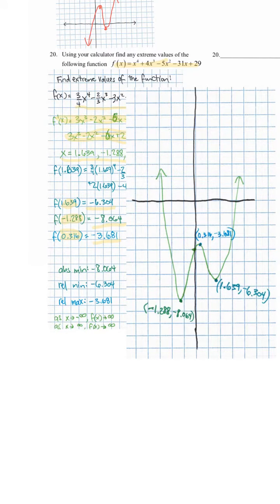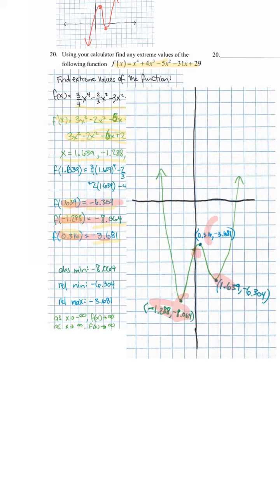Next, I did a real quick graph of my function. I plotted all 3 of these points: (1.6, -6.3), (-1.29, -8.064), and (0.316, -3.681). I also plotted the point (0, -4) because that y-intercept was really easy.